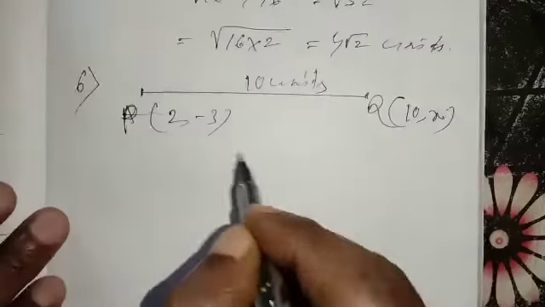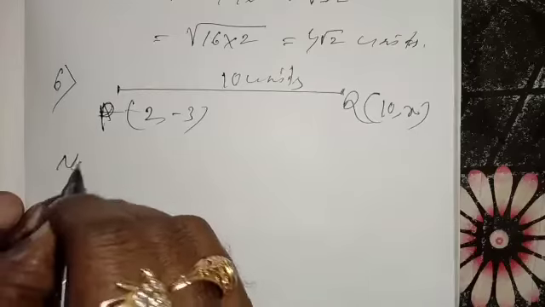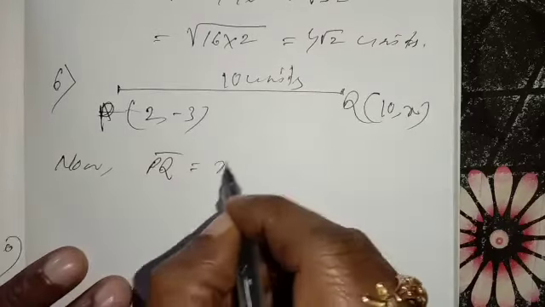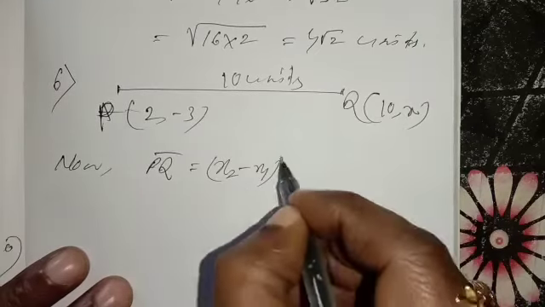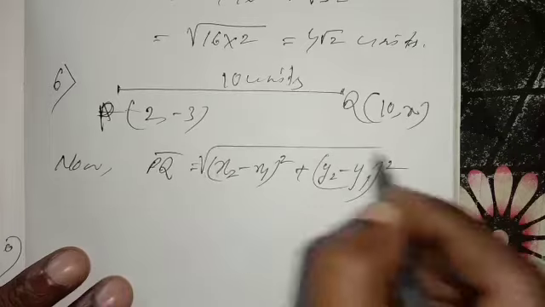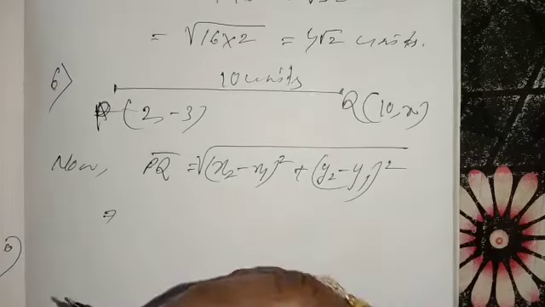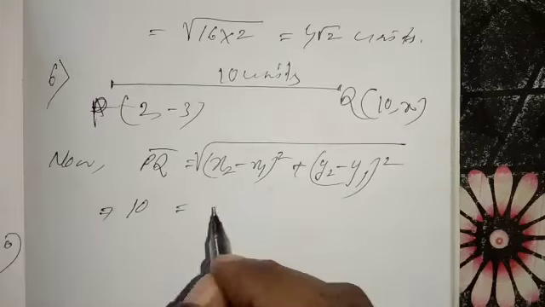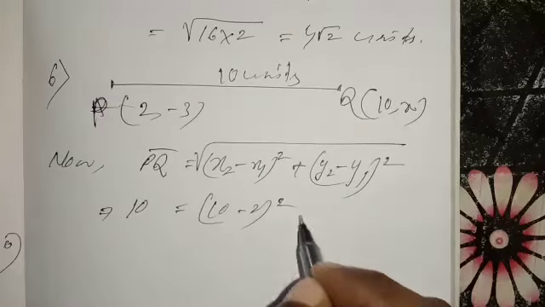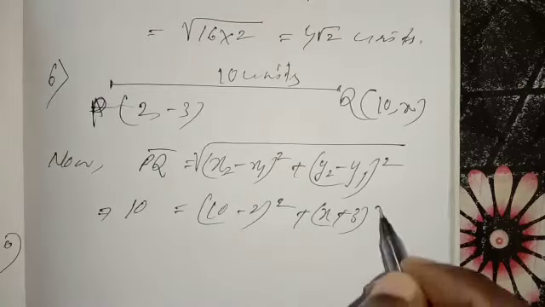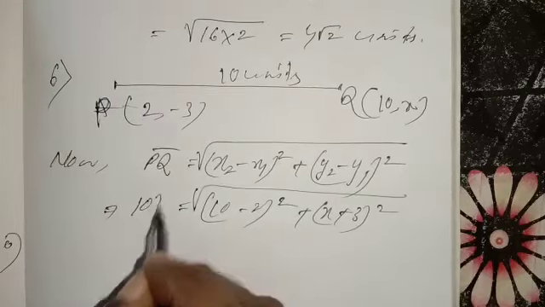Now using the distance formula, PQ is equal to how much? Using the distance formula, that is square root of x2 minus x1 whole square plus y2 minus y1 whole square. PQ is given as 10. So 10 equals, x2 is what? 10. 10 minus 2 whole square plus y2, that is x, so this will be plus 3. x plus 3 whole square, root over. This is 10, given, PQ.